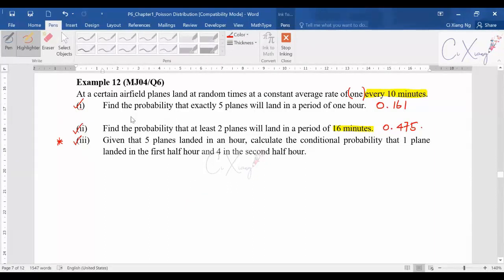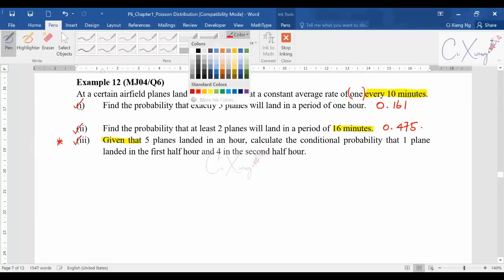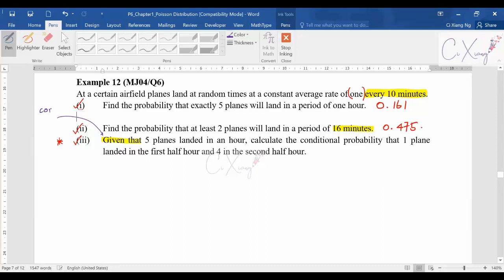Now for this question, I want you to highlight the words "given that". Do you feel familiar when you see these words? It involves the concept of probability that we learned in AS level. When you see the keyword "given that", what does it mean? They tell you that this is a conditional probability. I hope that you still remember all this. So, conditional probability.